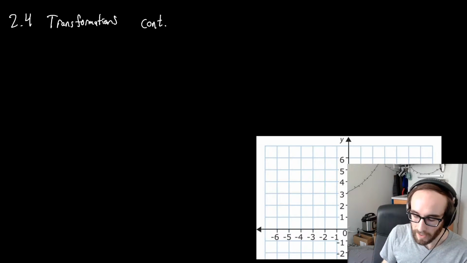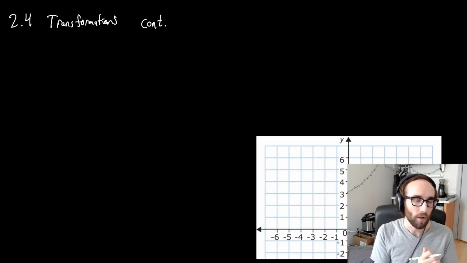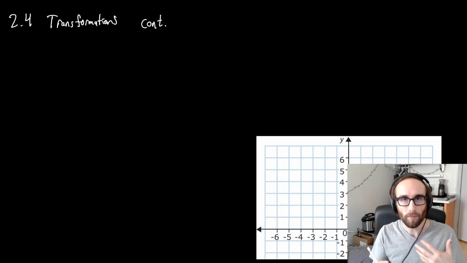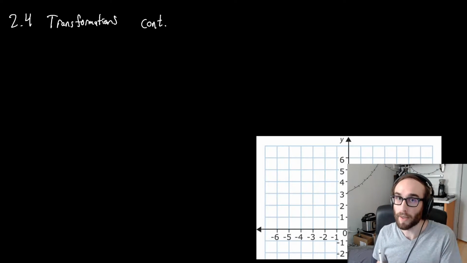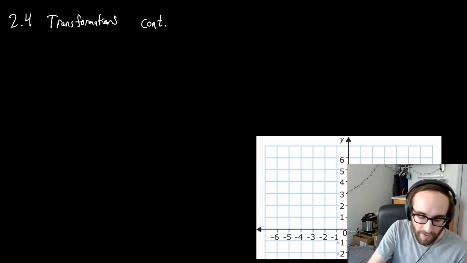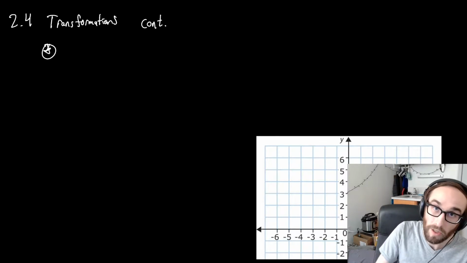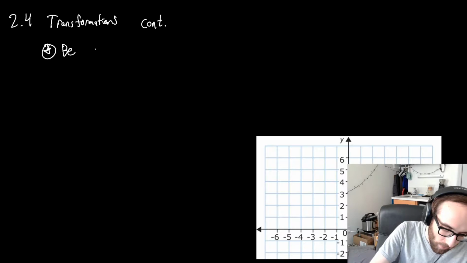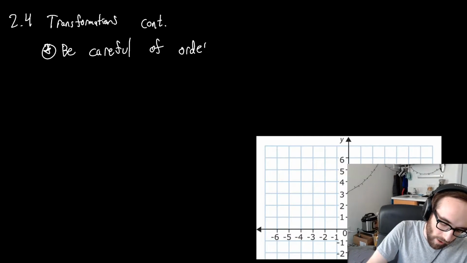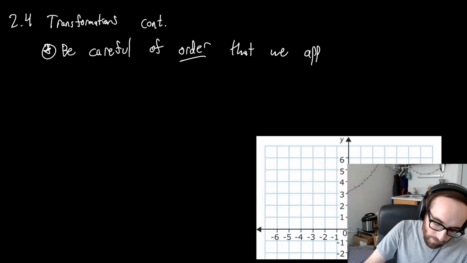So in the last video we looked at all kinds of transformations, stretches and compressions, so multiplying, and then also translations, adding or subtracting either to the input or to the output. When we see both stretches and compressions and translations in the same function, we need to be very careful of the order that we apply these transformations.